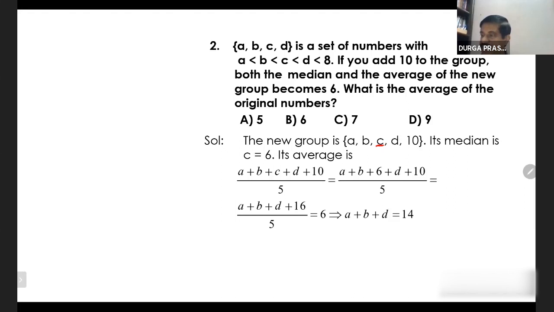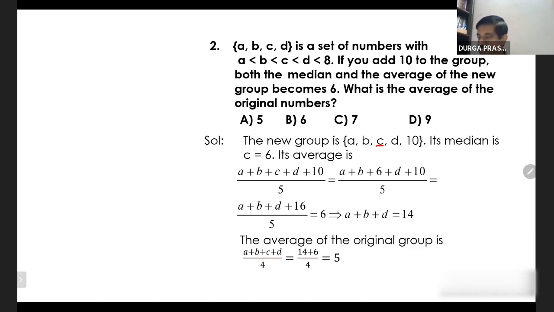So now he is asking you to find the average of the original group. The original group is A plus B plus C plus D by 4. That means A plus B plus D, we got as 14, plus C, we know as 6, by 4. So this is 20 by 4, which is 5. So that is option A. Right, children? So this is the thing. So let's go to the next question.